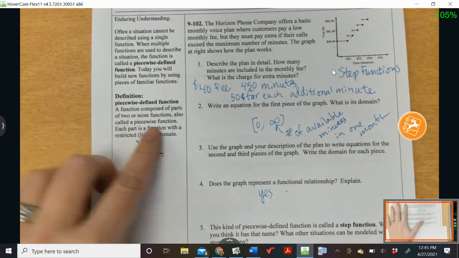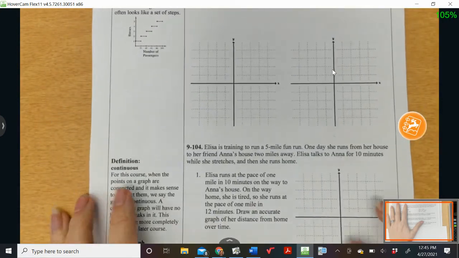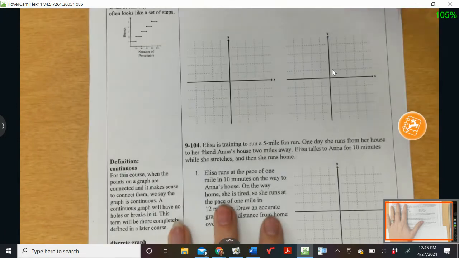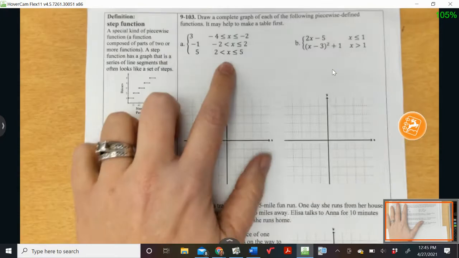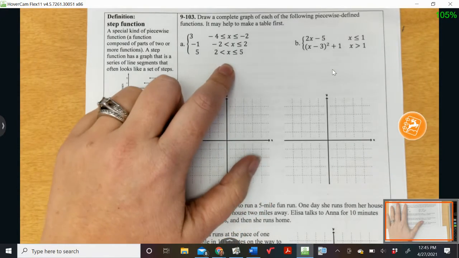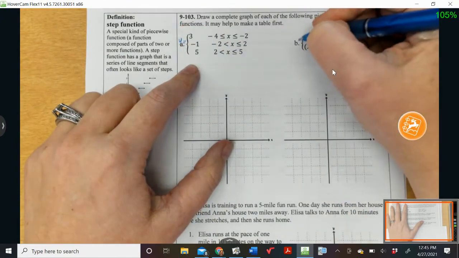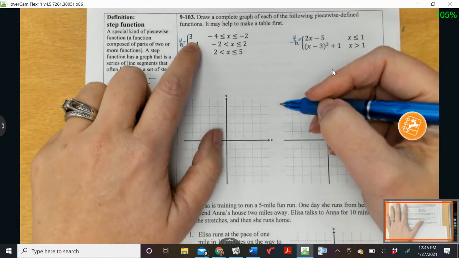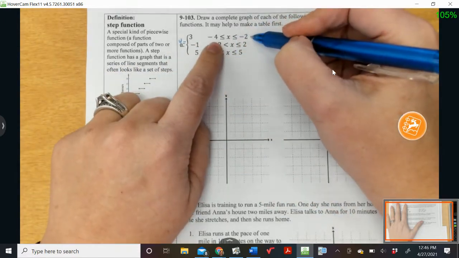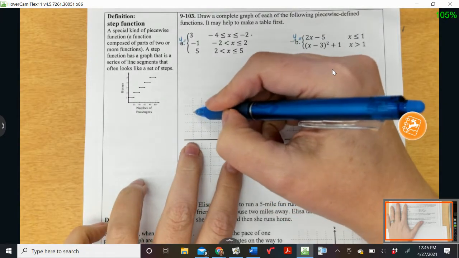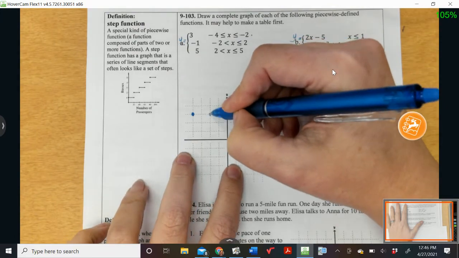Our piecewise function, 2 or more pieces. So let's take a look at some examples of piecewise functions. Okay. To draw a complete graph of the following piecewise functions, it may help to make a table first. The first thing is that these should both be equal to y. So I've got y equals 3. Y equals 3 is a horizontal line. This goes from -4 to -2. So -4 is 3. The endpoints are included.